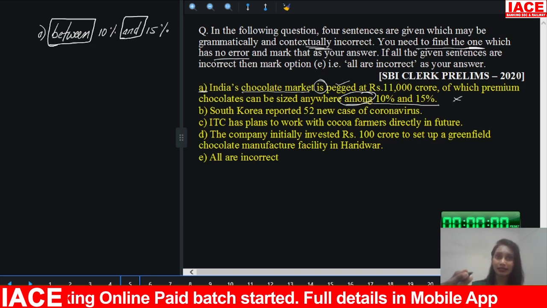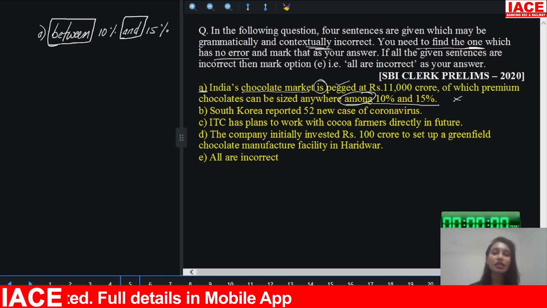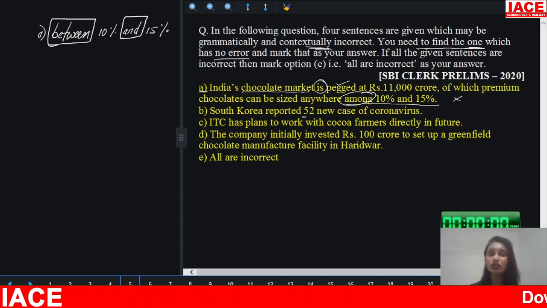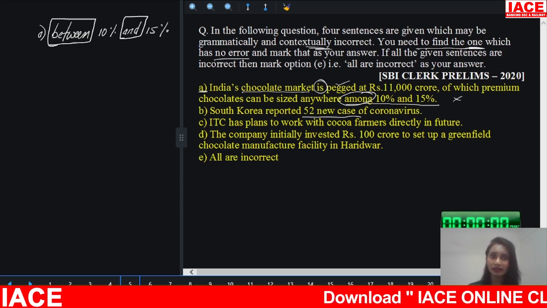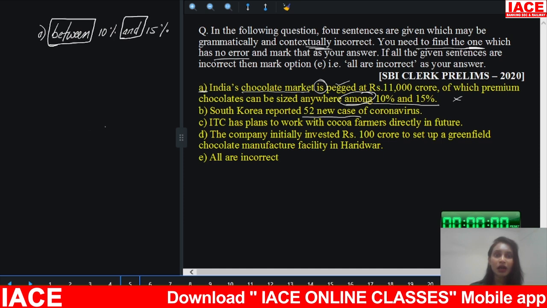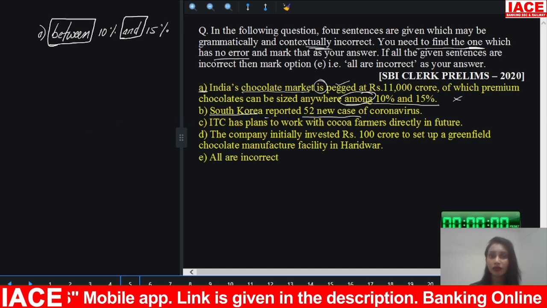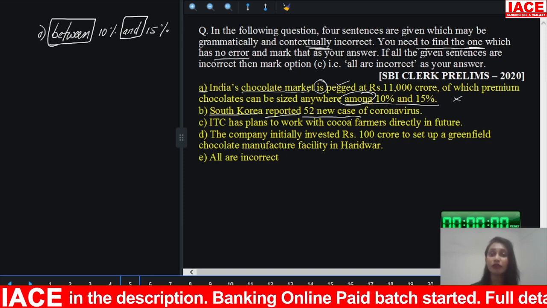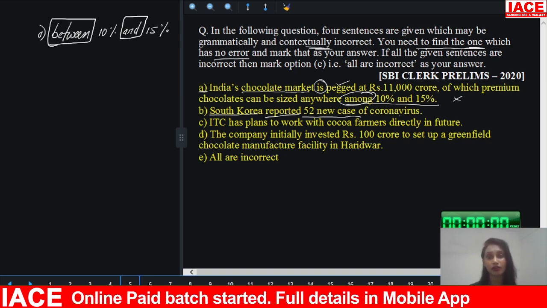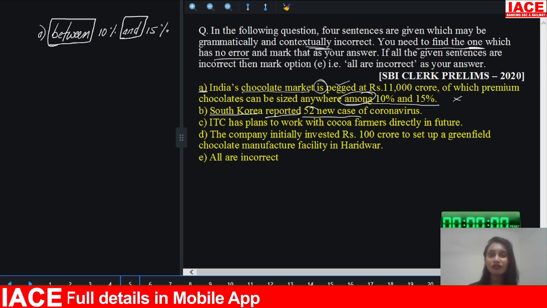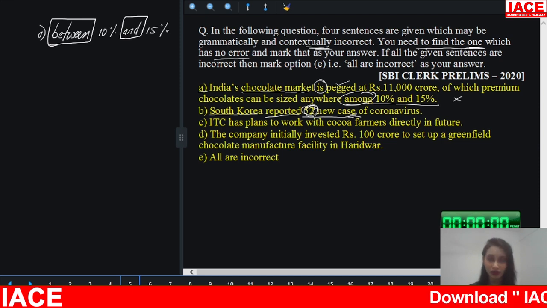Now let's look at sentence B. South Korea reported 52 new cases of coronavirus. Here, what is the error? South Korea is our subject. Fine. Reported, verb, past tense. Okay. 52 new cases of coronavirus. Here we can see 52, not 1, more than 1. That means here we require plural of coronavirus.